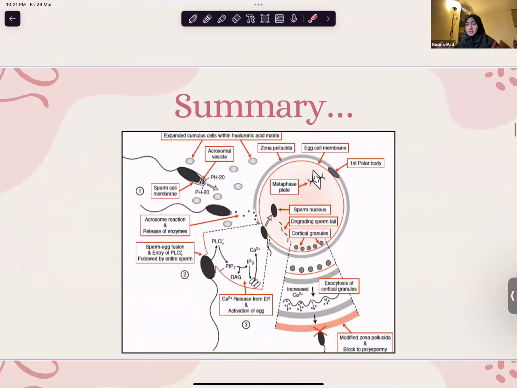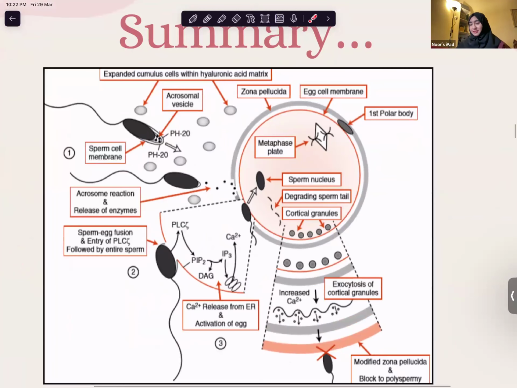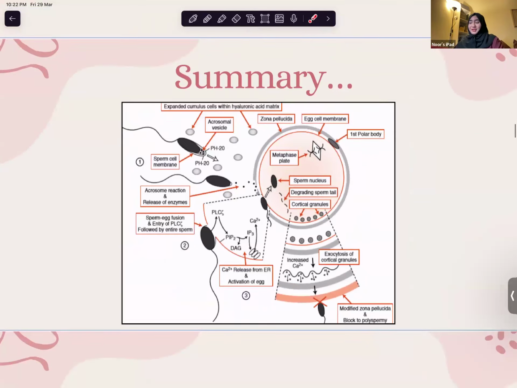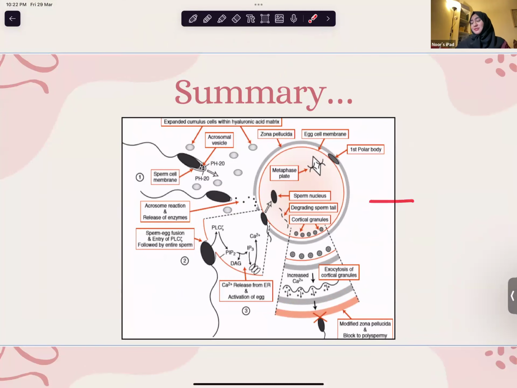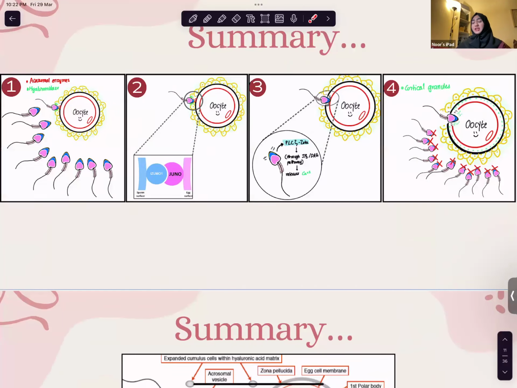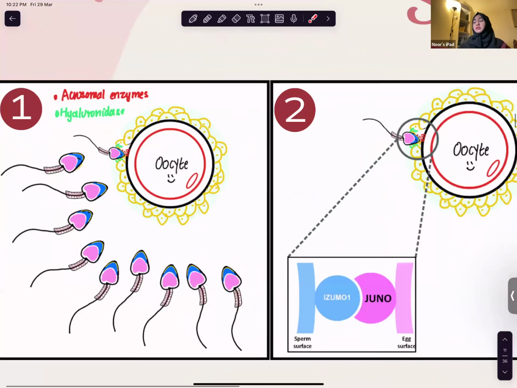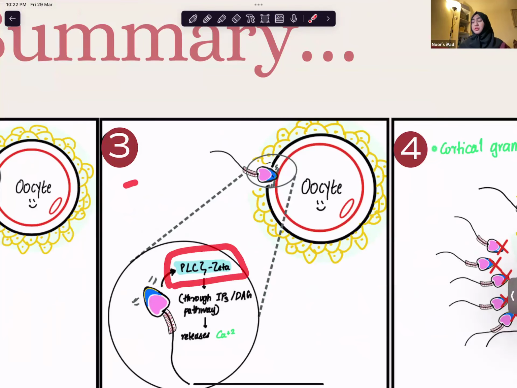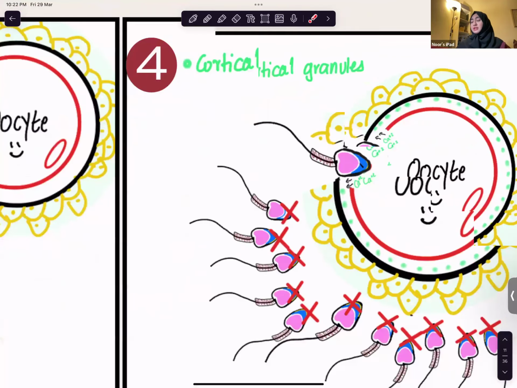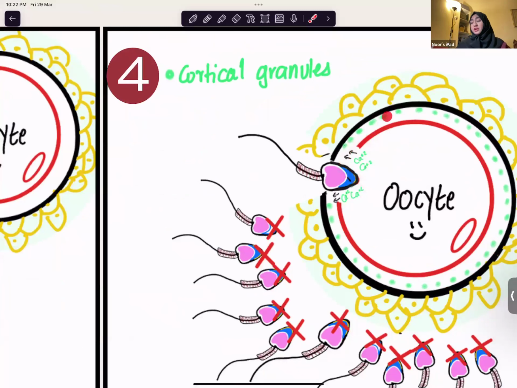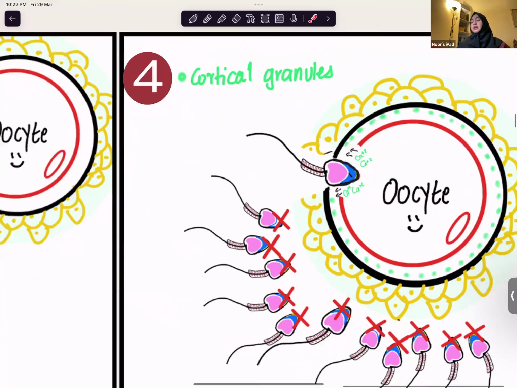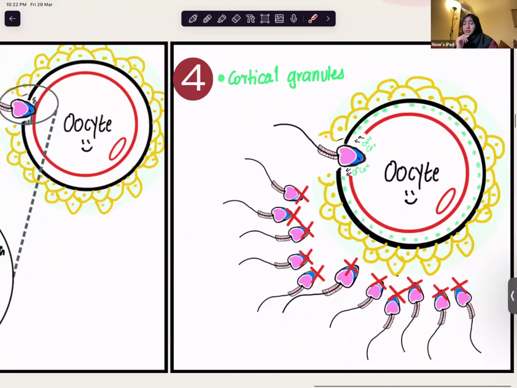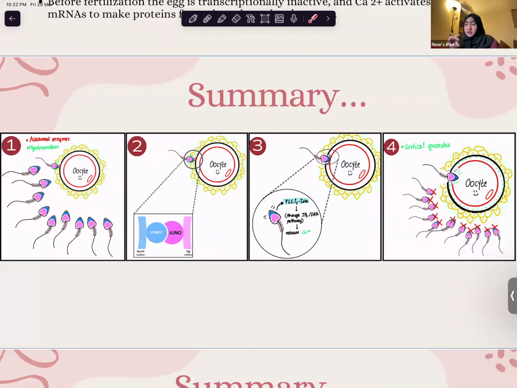And actually, this was the picture that Dr. Abdul Jabbar had in his slides, but you can see there's so much information, and I thought, no, it's not good for you guys to learn. It's good to learn from this if you understand, but I tried to simplify this into my own animation. So step 1, step 2, step 3, remember PLC zeta is very important, which releases intracellular calcium, and then that calcium forms zona proteins around the zona pellucida, and that is called the cortical reaction. Okay. All right.